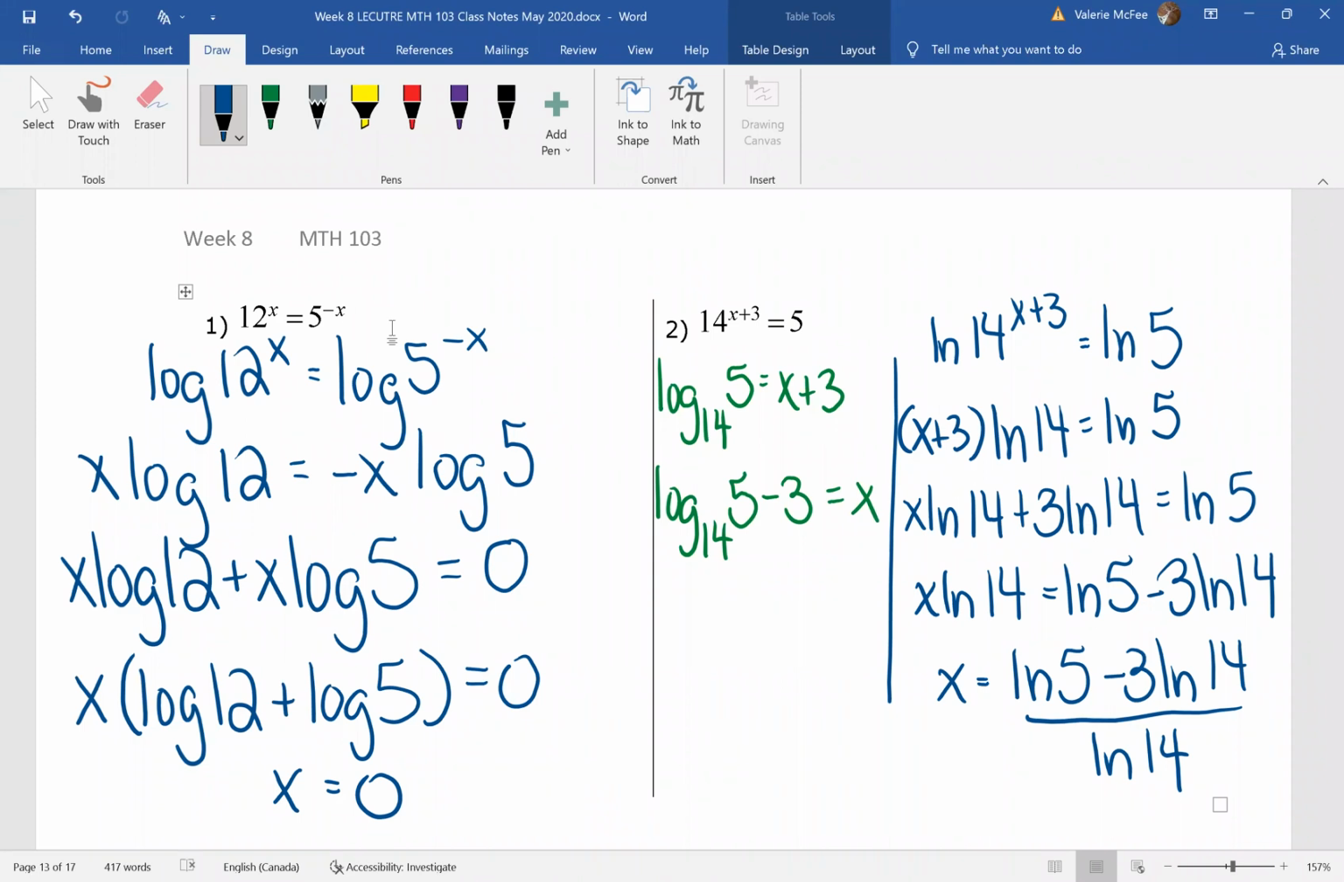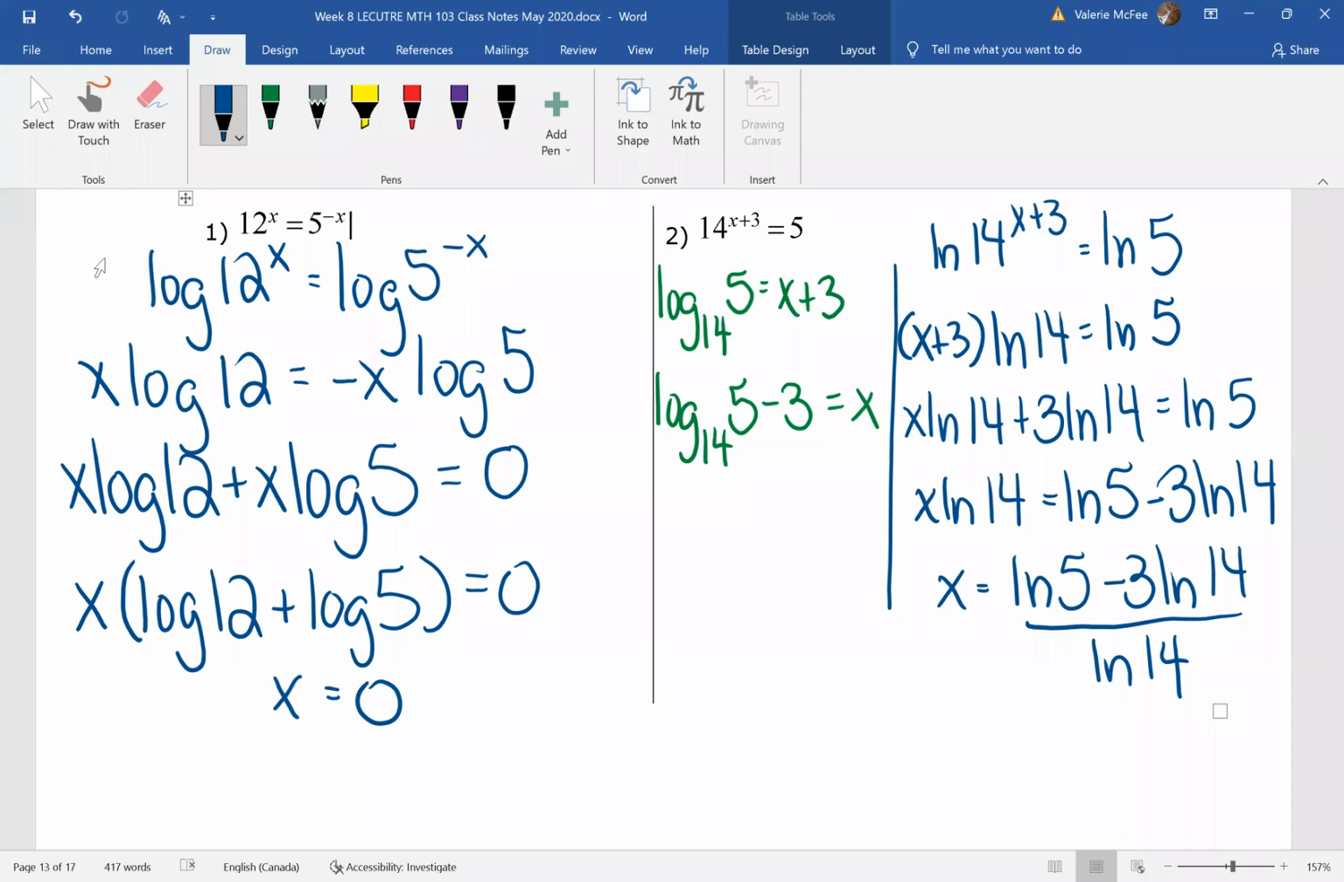Now these answers don't look anything alike, but let's evaluate each of these on a scientific calculator. So when we substitute both of these into a calculator, we see that they are both approximately equal to -2.390.